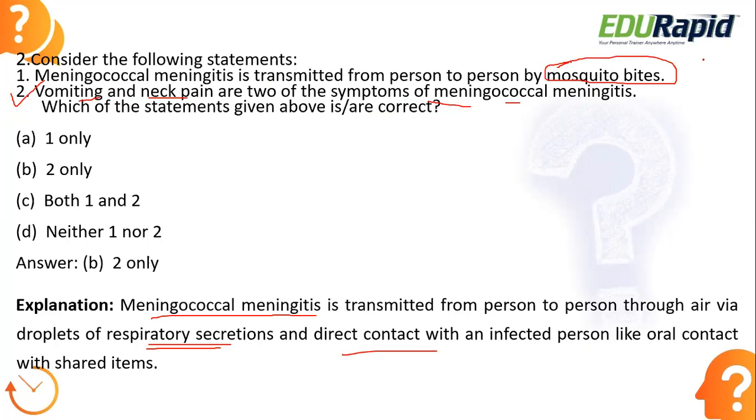Through the agents, that is air, so this meningococcal meningitis can enter our respiratory tract. Okay, moving to the next question now.